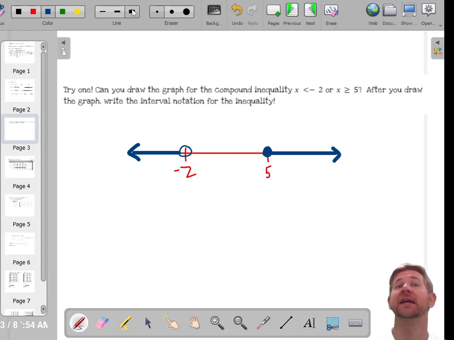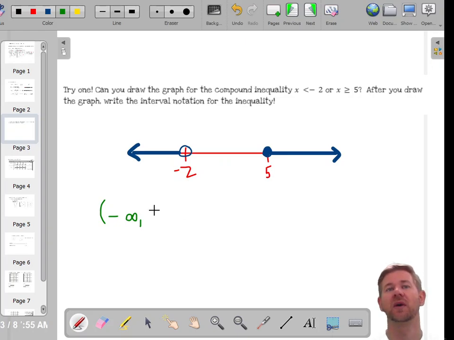Now, to describe it in interval notation, again, we read left to right. So we're going forever to the left. So negative infinity, that's parentheses, until you get to -2. When you get to -2, we're going to say parentheses because this is an open circle.